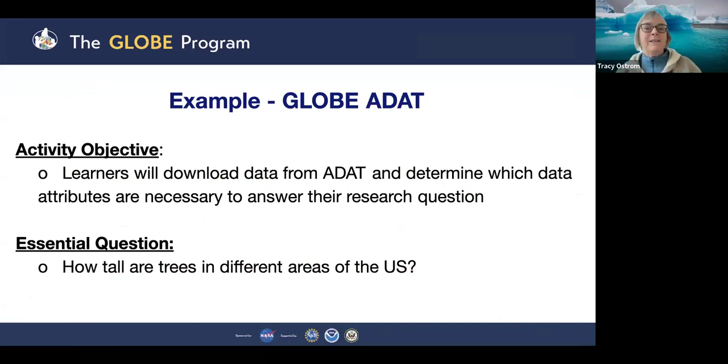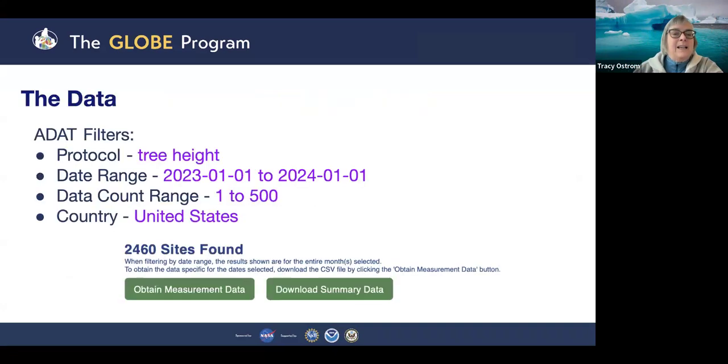So this is our objective. We're going to download data. This is, again, a part of the IVSS, looking at GLOBE data. We're going to download some GLOBE data from ADAT and determine what data attributes we need to answer our research question. In this case, our research question is: how tall are the trees in different areas of the US? So let's go to the next slide.